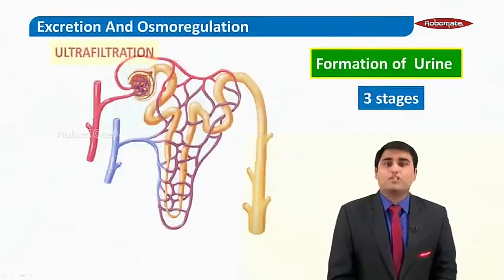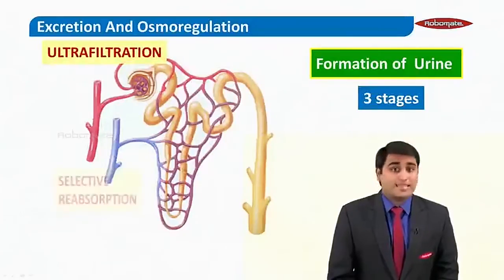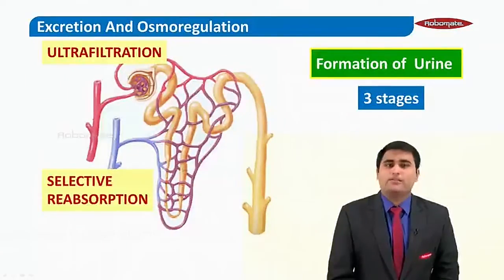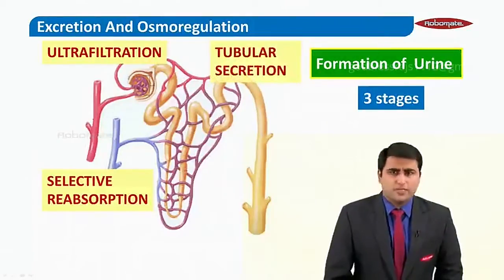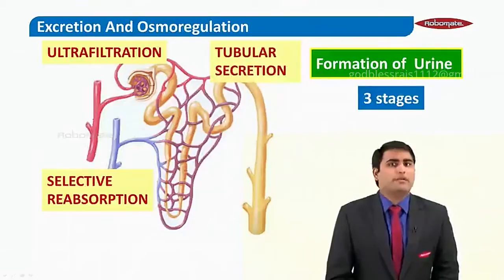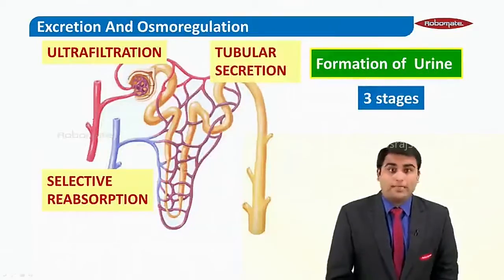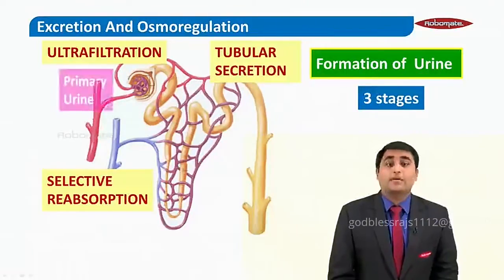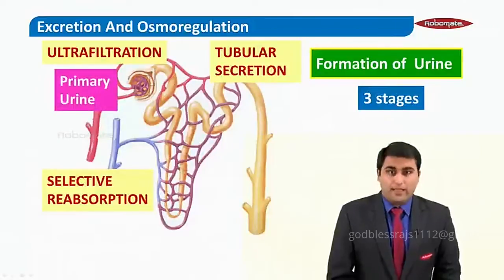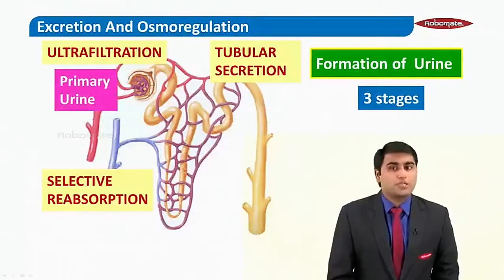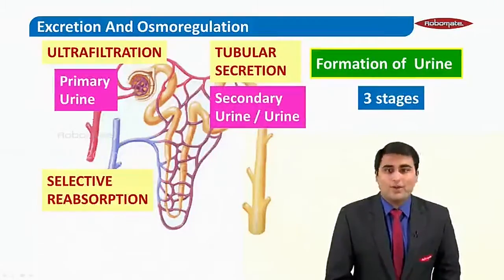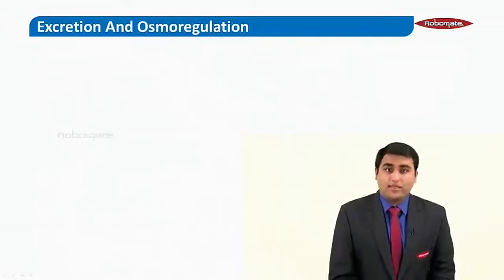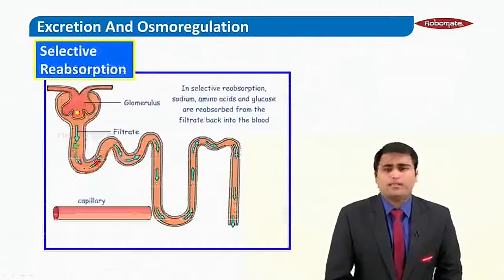The first stage is called as ultrafiltration. The second stage is called as selective reabsorption and the last stage is called as the tubular secretion. So we have already studied what is ultrafiltration and the filtrate obtained after ultrafiltration is called as primary urine. And next process would be selective reabsorption and after tubular secretion we'll get our final filtrate which is called as secondary urine or final urine. Now let's start with what is selective reabsorption.